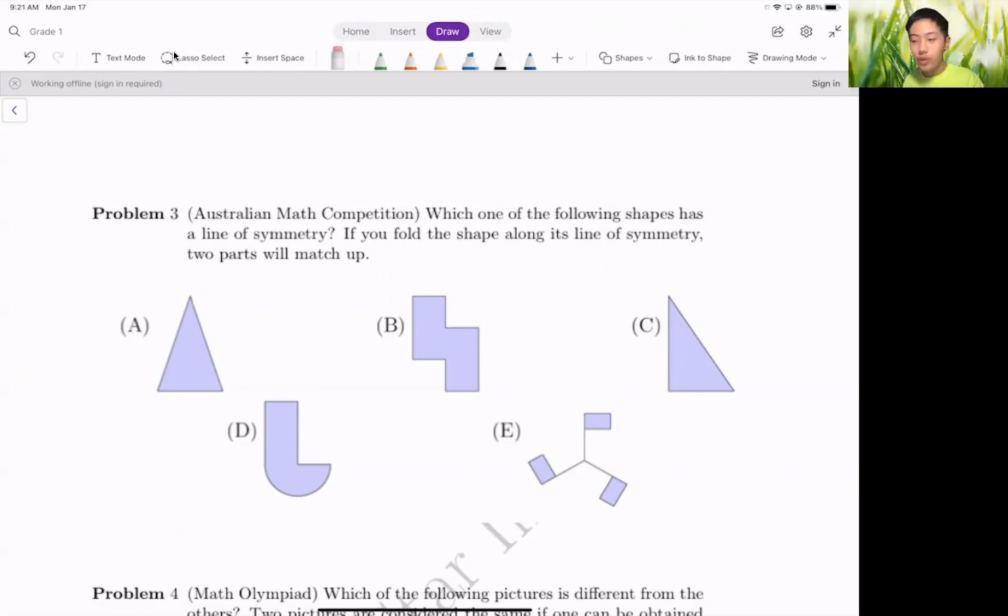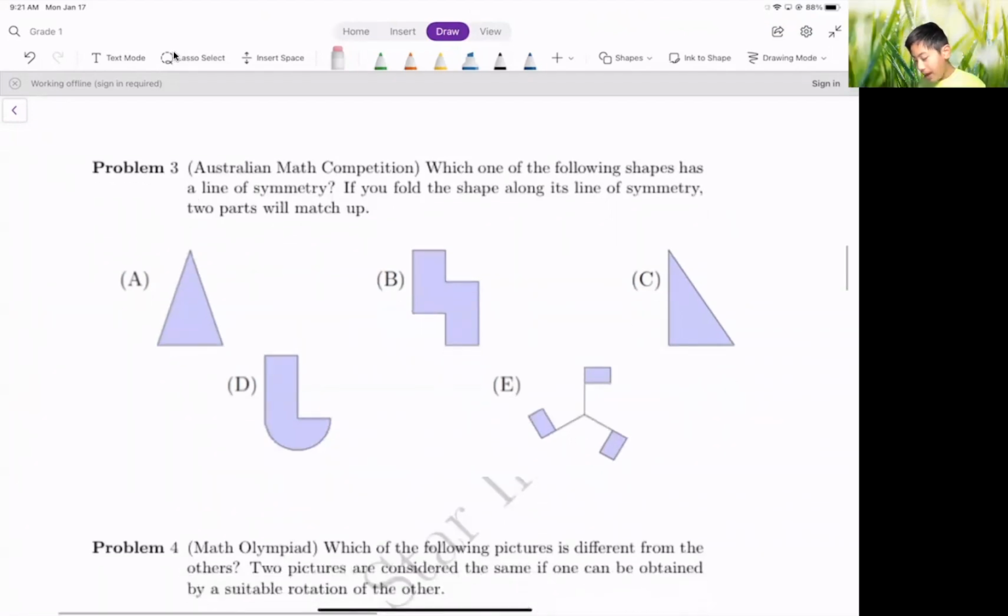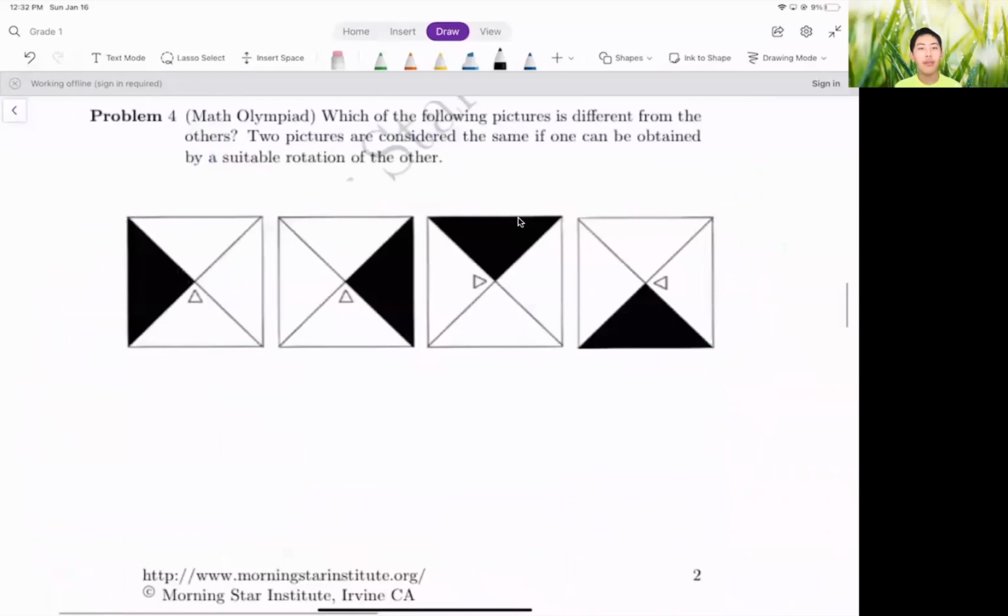So returning to the problem, we have 5 choices and we need to find out which one is symmetric. And after going over and testing out each shape, we should get that this triangle in A right here is symmetric because when you fold it in half, these 2 parts will match up. So therefore, the answer should be A. Problem 4. Which of the following pictures is different from the others? 2 pictures are considered the same if one can be obtained by a suitable rotation of the other.